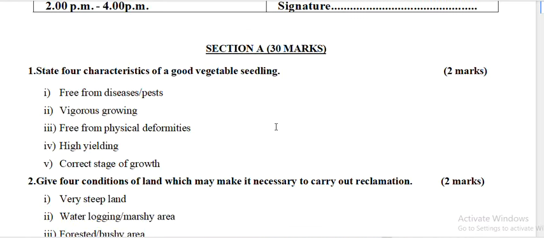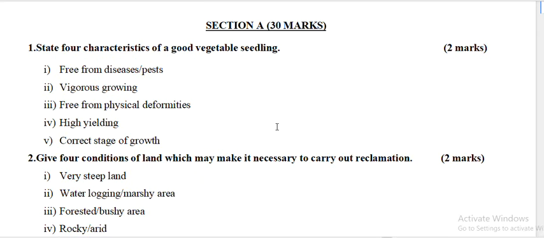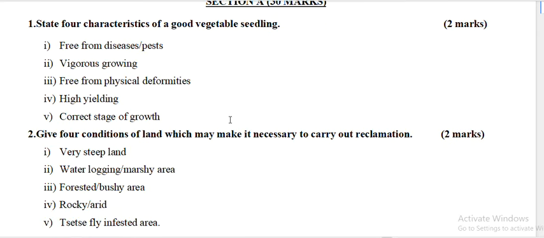Question 1, which states: state 4 characteristics of a good vegetable seedling. The first characteristic is that it should be free from diseases and pests. Number 2, it should have vigorous growth. It should also be free from physical deformities, and high yielding. It should be of the correct stage of growth, that is around 1 month.